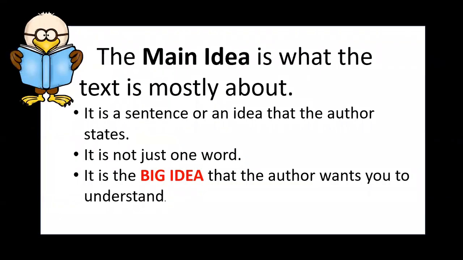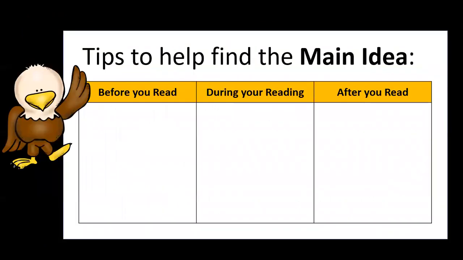Okay, so the main idea is what the text is mostly about. It sounds a lot more complicated than it really is. The main idea is a sentence or an idea that the author states. It's usually not just one word. One word would be like the topic. So the main idea is usually a sentence that the author states. It's also called the big idea that the author wants you to understand in a story.